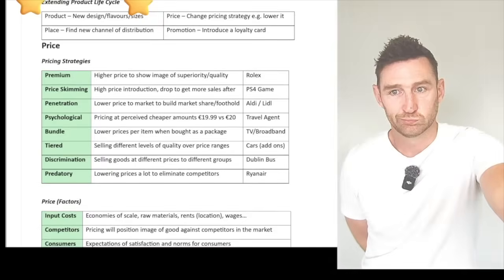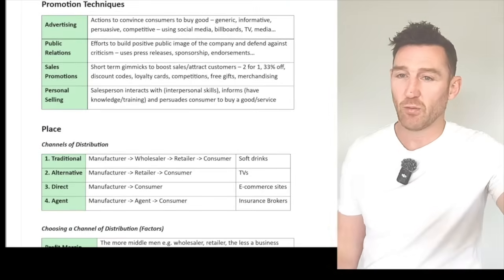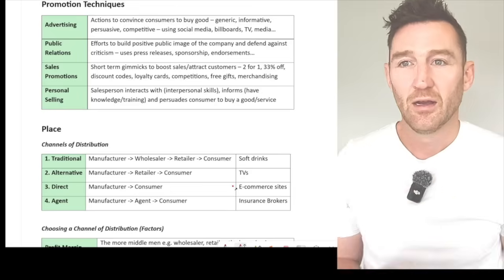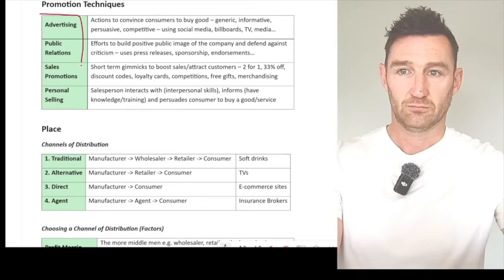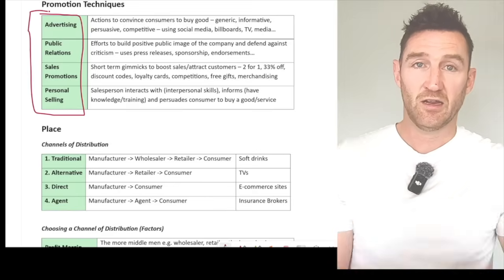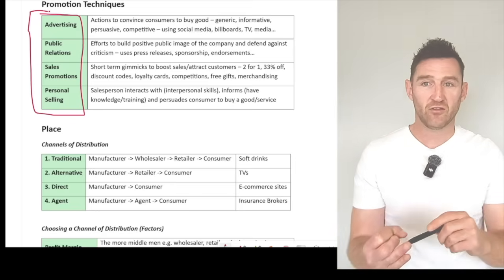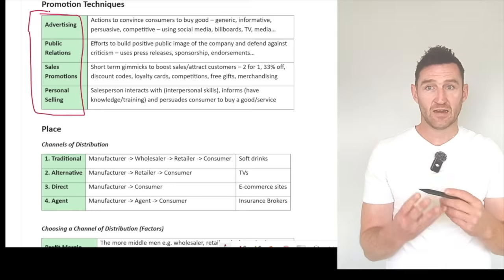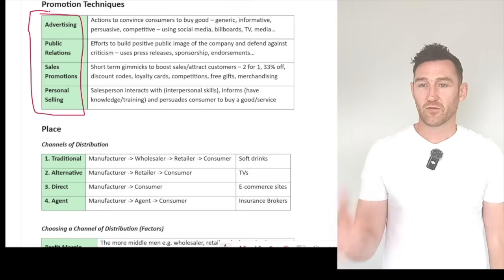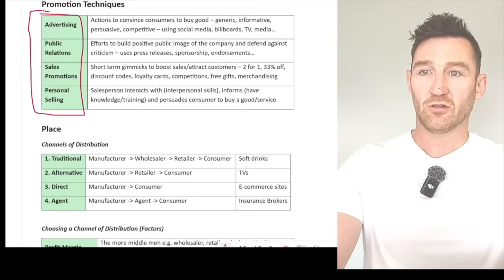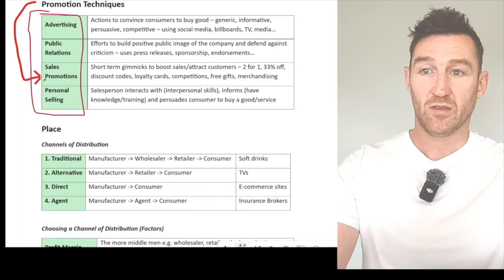Pricing strategy has been a good few questions. And then promotion, just one thing to be careful with promotion, and I mean very careful. See these four guys here. These are promotional techniques. There's only four of them on the course, and you need to know about the four of them, right? So advertising, public relations, sales promotion, and personal selling. They're promotional techniques. So a lot of students will confuse promotional techniques with sales promotion. They'll confuse this with this.